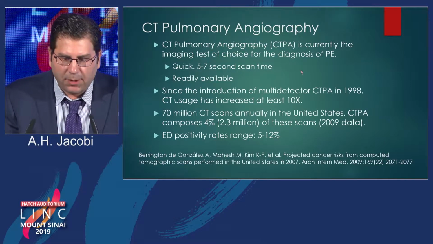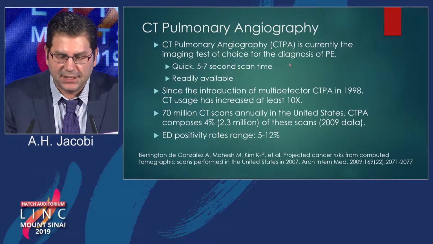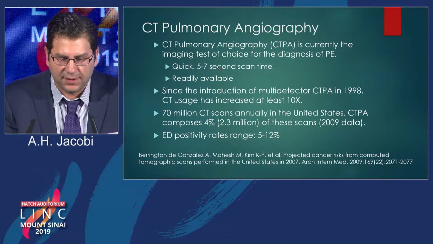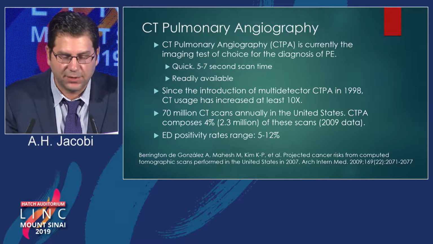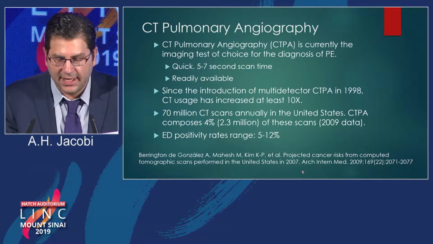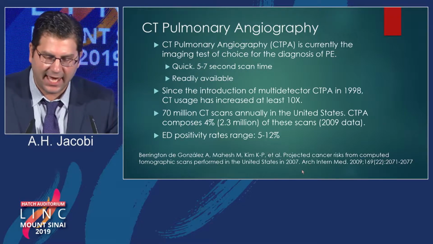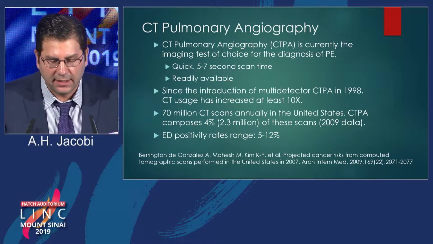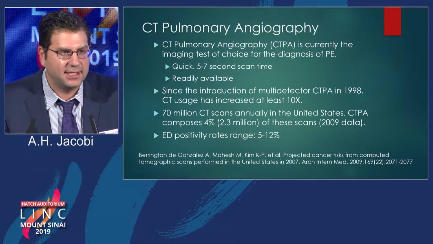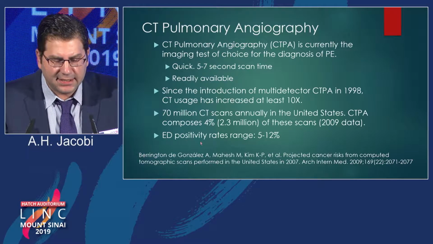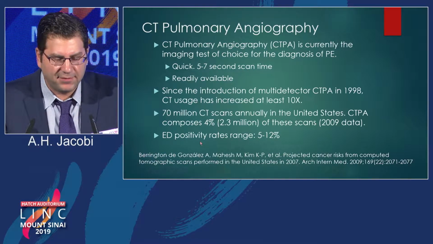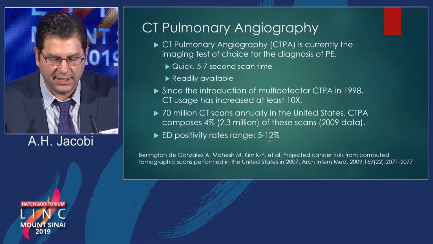So in general, CT pulmonary angiography is currently the imaging test of choice. It's a very quick exam with a 5 to 7 second scan time. It's readily available. And since the introduction of multi-detector CT in the late 90s, CT usage has really taken off. This is data from 2009, but there were 70 million scans around that time, and 4% of those were PE scans. And just to tell you, the ED positivity rates range from anywhere from 5 to 12%, 12% being on the high end and from Canadian studies.